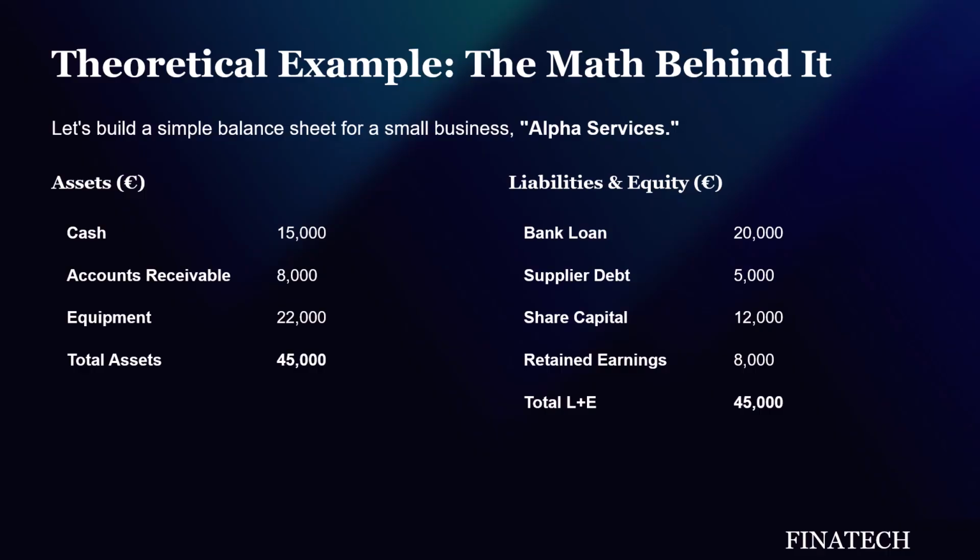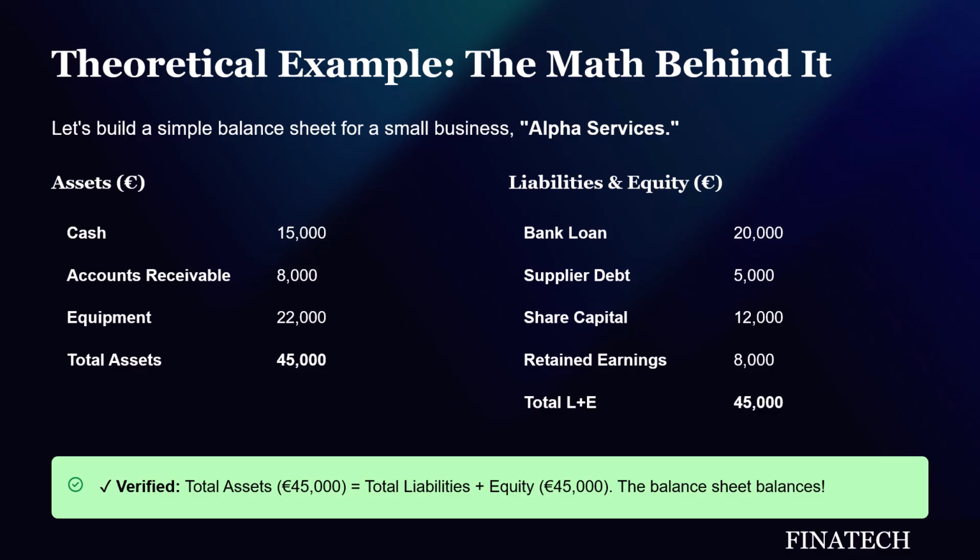On the other side, let's look at the liabilities and the equity: the bank loan, the supplier debts, the share capital, the retained earnings. The total of liabilities plus equity is 45,000 euros. After verifying, we see total assets equal total liabilities plus equity. So the balance sheet is correct.